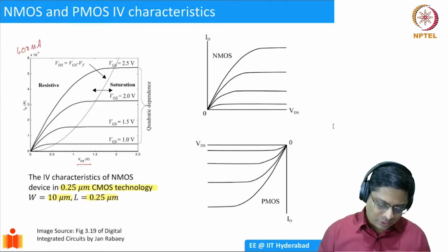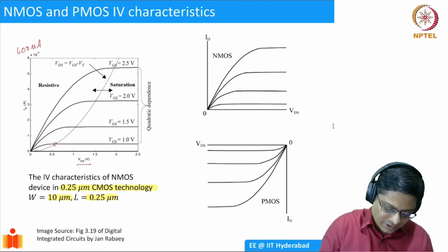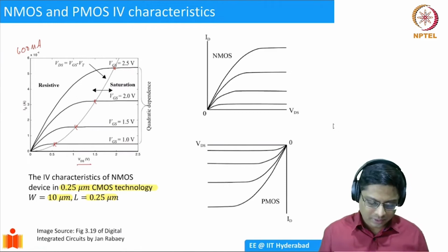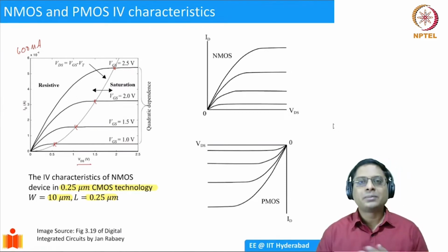Simultaneously, you also see that at a particular VG SAT or VD SAT for each gate voltage, you have a quadratic increase in the drain current. So this is for an NMOS device.